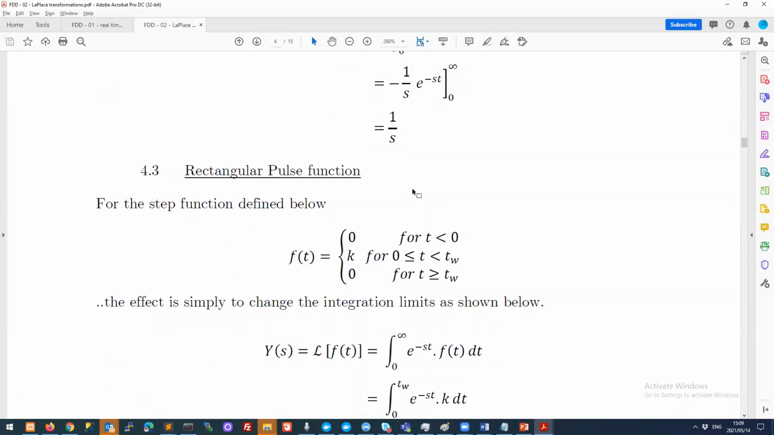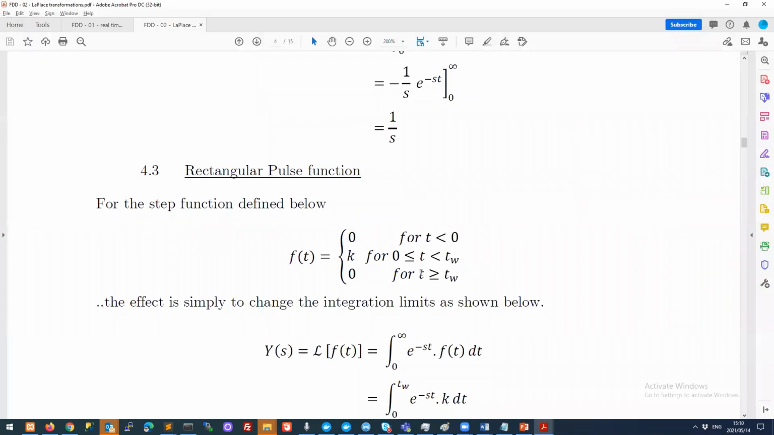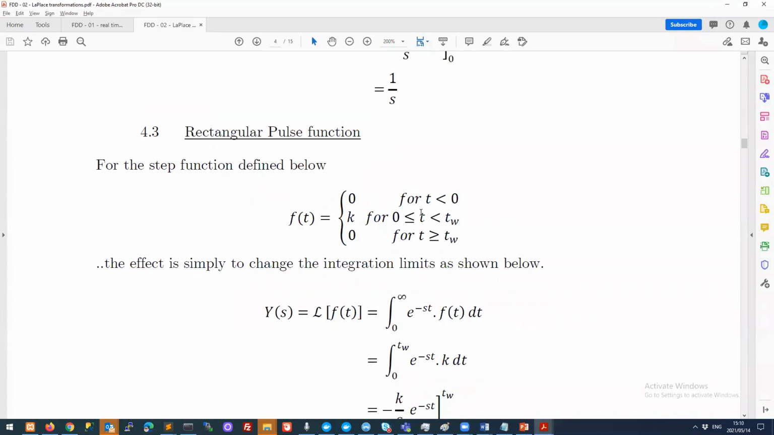Then the rectangular pulse function. So that's if you have here t equals 0, and then if you have another time tw, I think it is used there, then I think it's 1 here, and then it's 0 there, and it's 0 there. So for a short while, this function is on 1, and that's between 0 and tw. Well, we're saying k here. Okay, so it's k, not 1. So between 0 and tw, it's k.